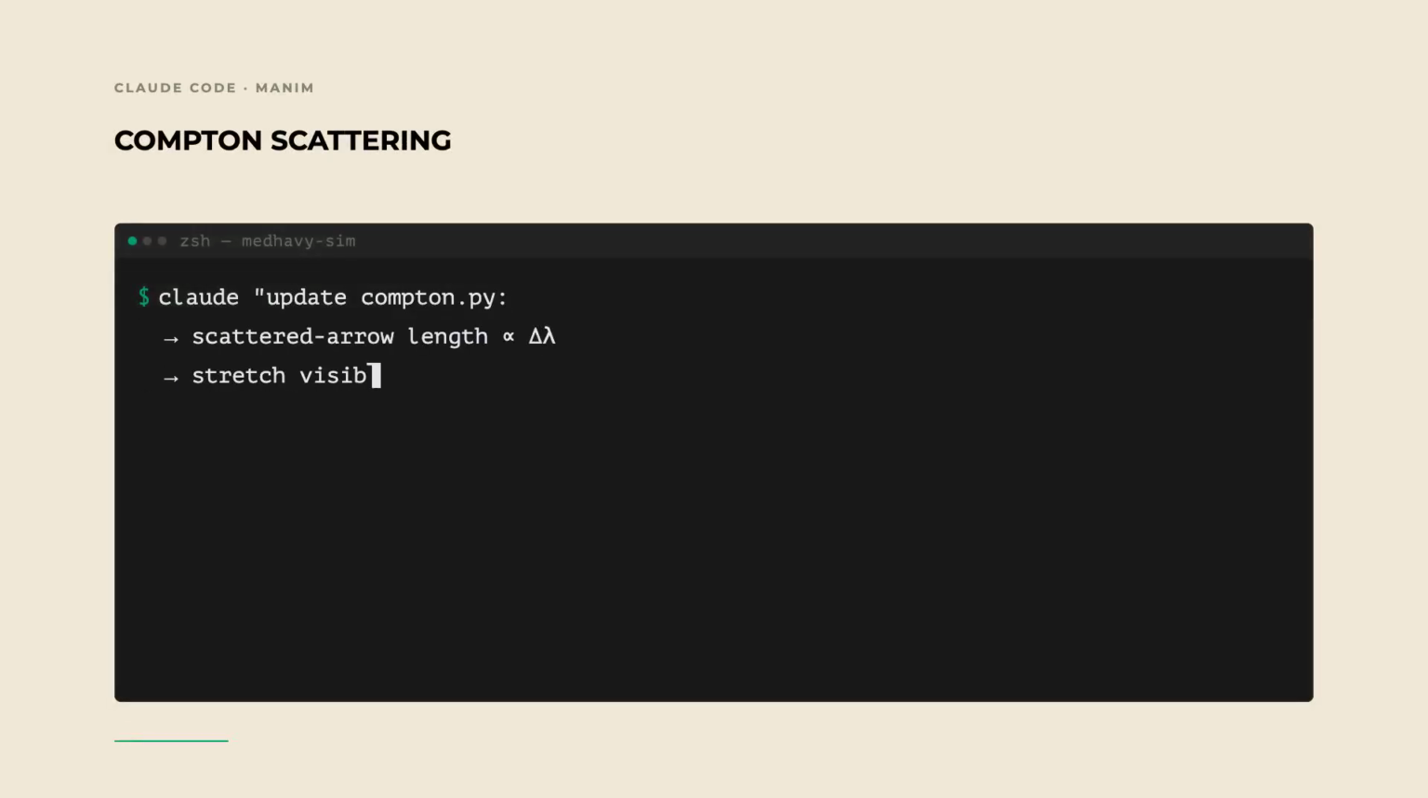Check done. Iterate. Claude, update Compton.py. Animate scattered arrow length proportional to delta lambda, stretched visibly for 90 and 180 degrees. 1 diff, 1 rerun. You are not studying Compton scattering. You are getting fast at the loop. That is a different and more durable skill.